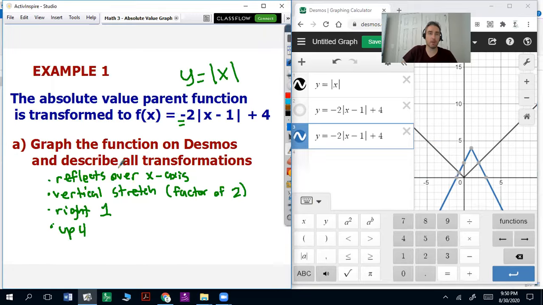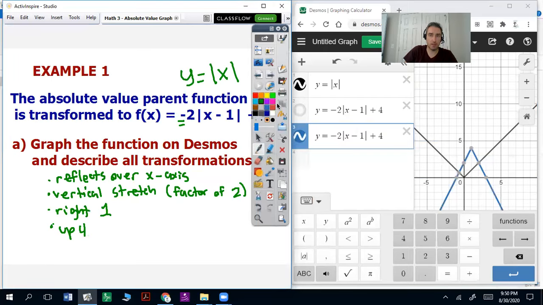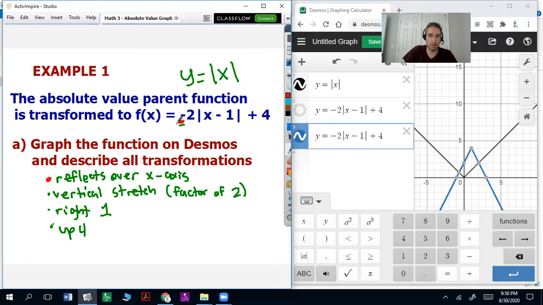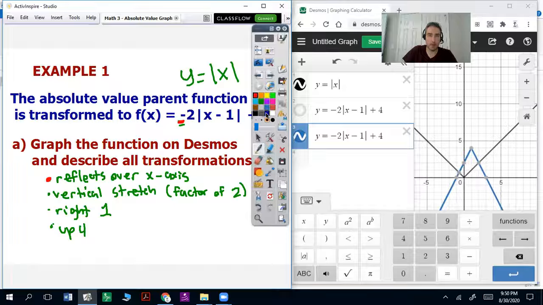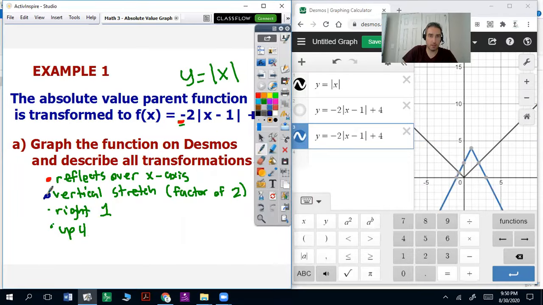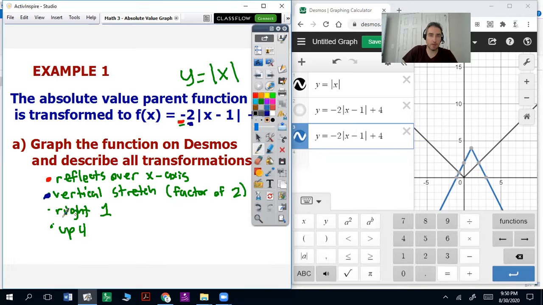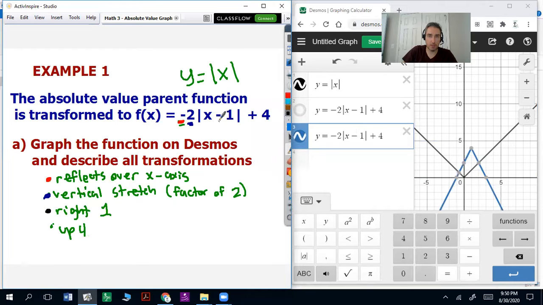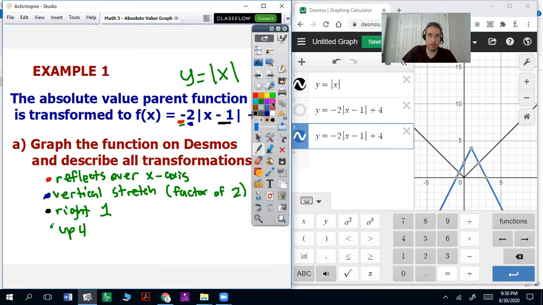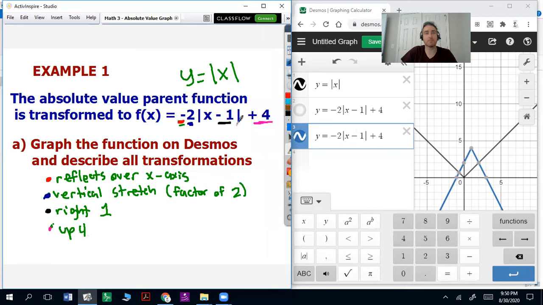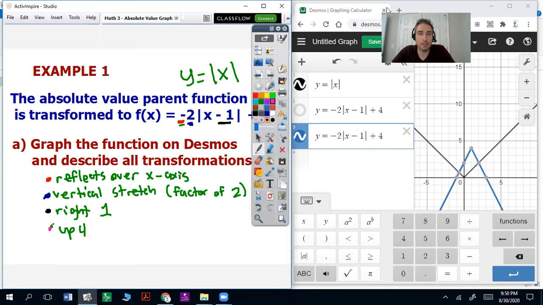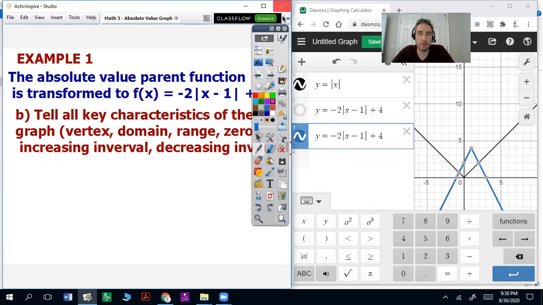Being able to describe those: reflects over the x-axis. Let me color code things a little bit. So the reflection is going to be this. The stretch, that's going to be that 2. The right one, that's going to be the -1. And the up 4, that'll be the +4 at the end. All right, let's look at the next part of this. So now we want to describe all of the characteristics of this graph.